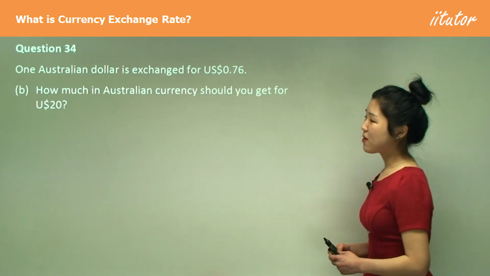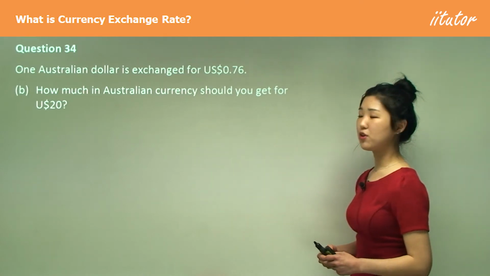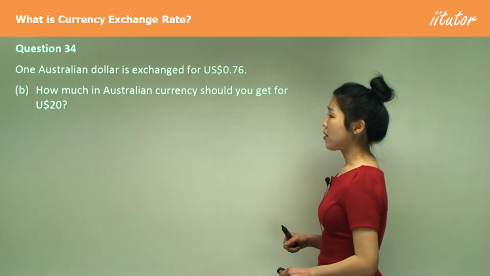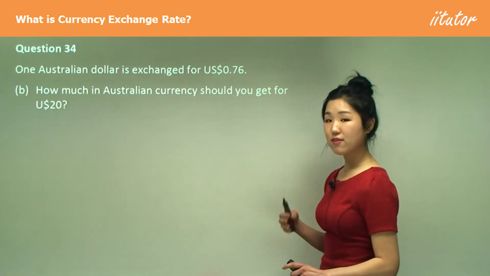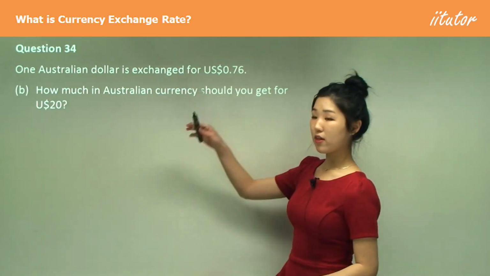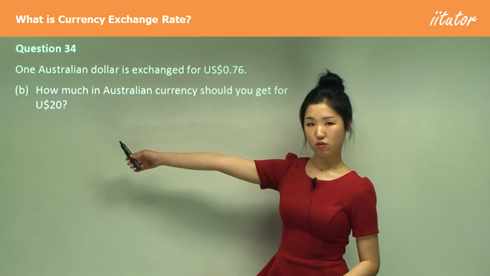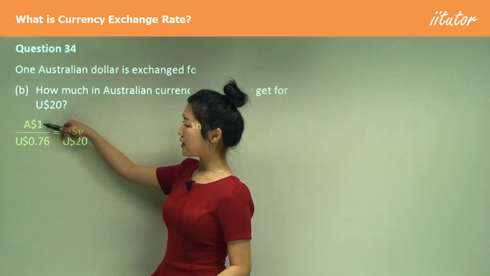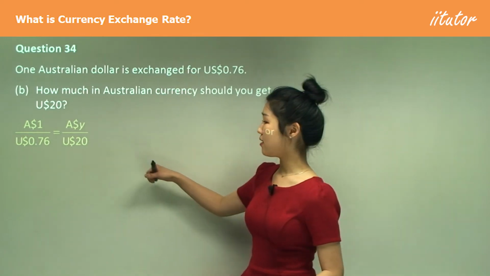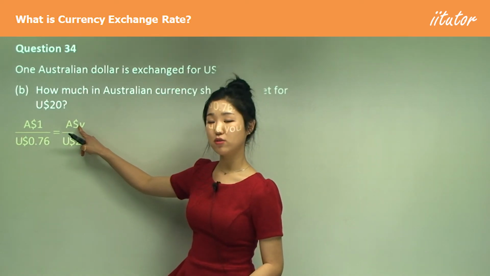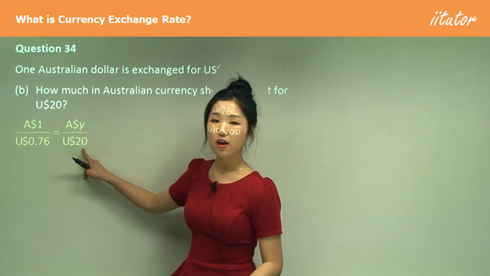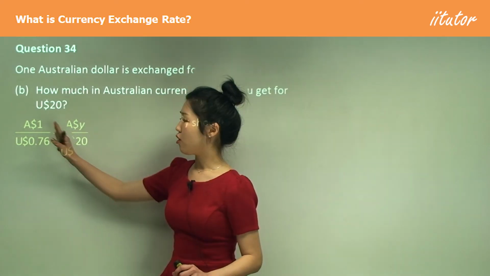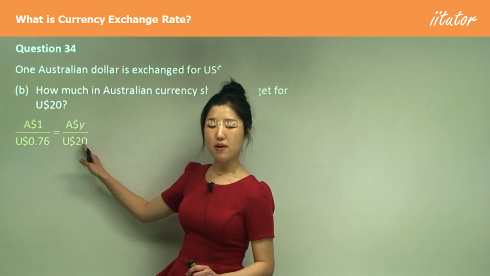Now B, how much in Australian currency should you get for US $20? So this time it's not Australian $20, it's US $20. What I'm going to do is the same kind of thing, use the same ratio. So Australian to US, but this time they give us US. So see how I'm using the same ratio? Australian $1 to US $0.76. This time we want to know how many Australian dollars we can get with US $20. So I let the Australian money be just Y dollars. Make it any pronumeral you want. Australian, US, Australian, US. Keep it the same order.